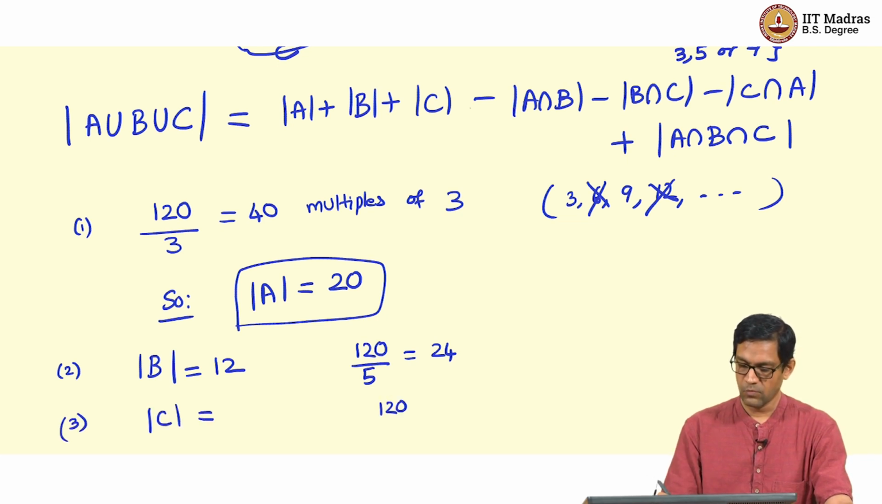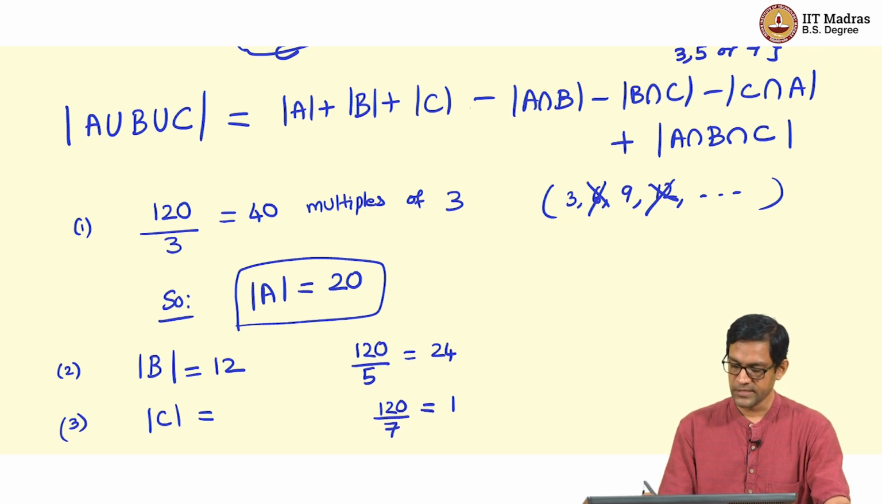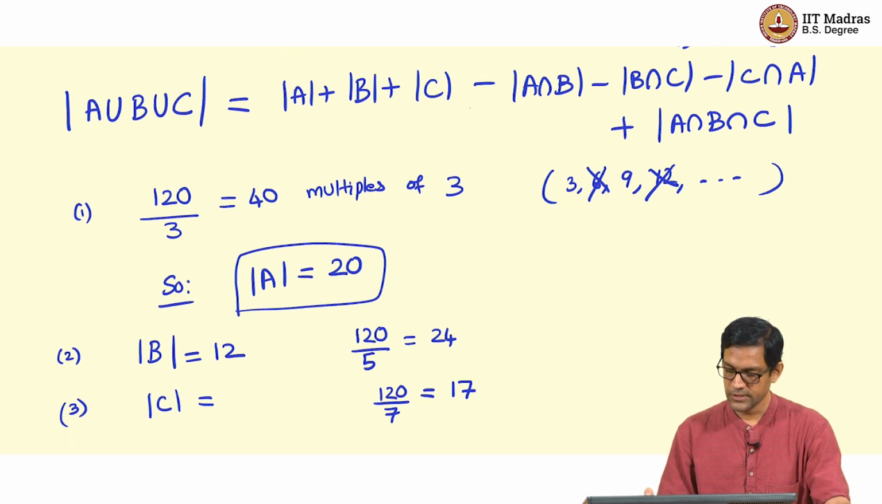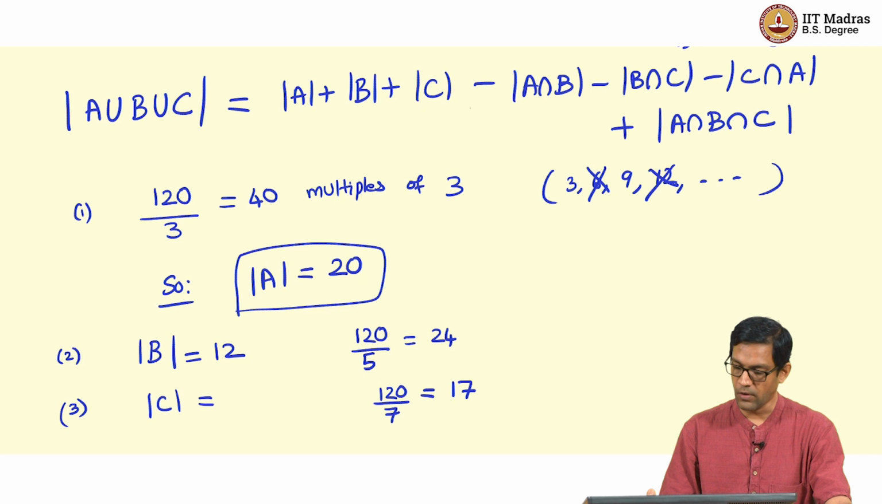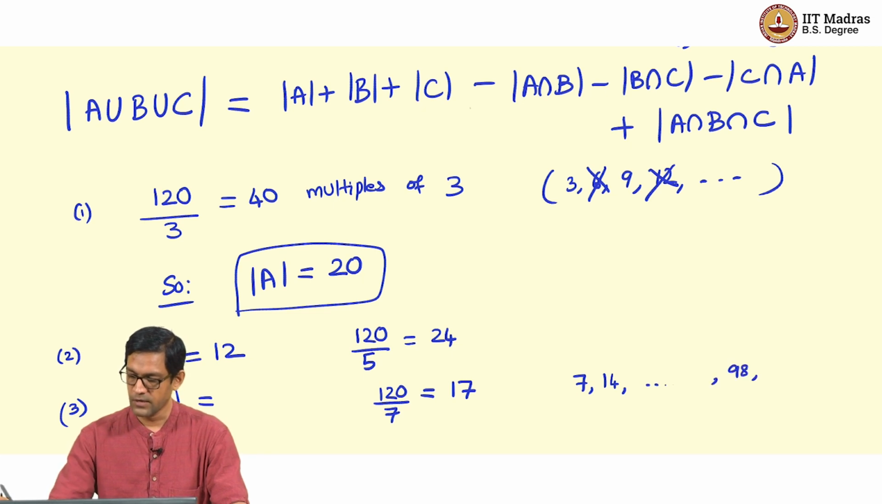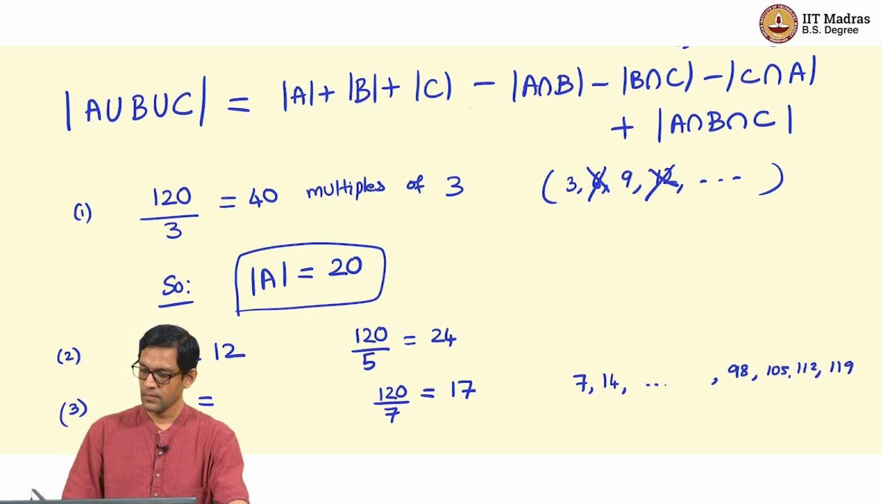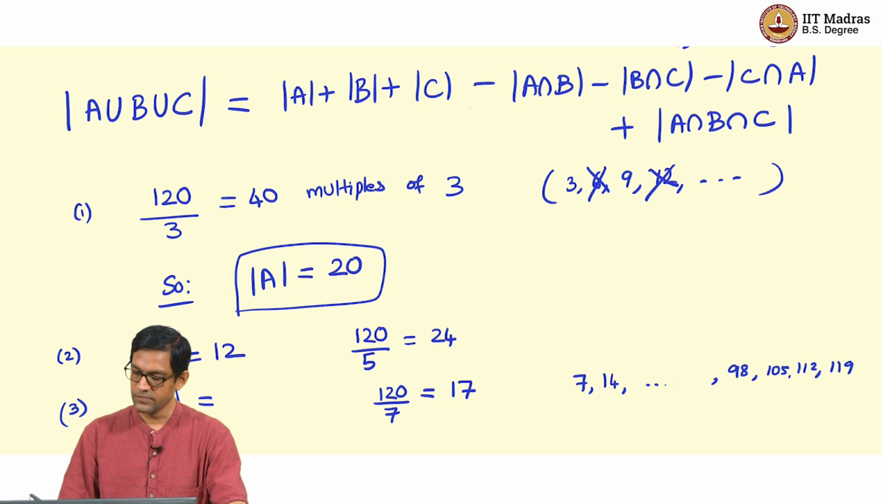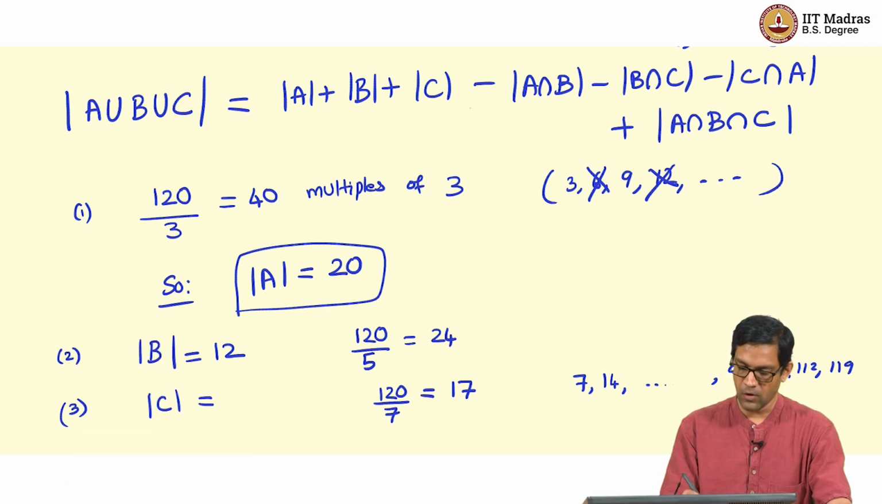So I have 120 divided by 7, which is in fact 17. Let us look at how many of these are odd. So what are the last multiples? Let us write it out: 7, 14, and so on, up to 98, 105, 112 and 119. So that is the last multiple. Out of these 17 multiples, 9 of them are odd numbers.